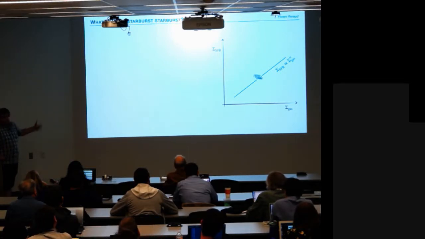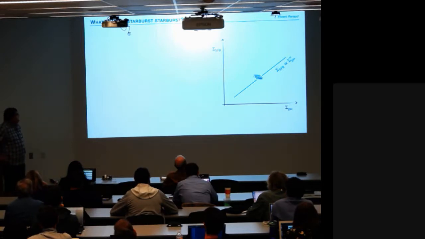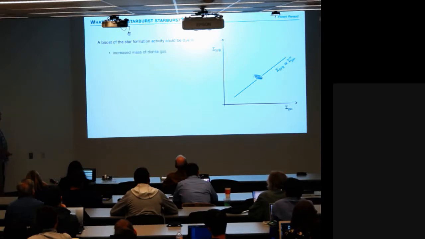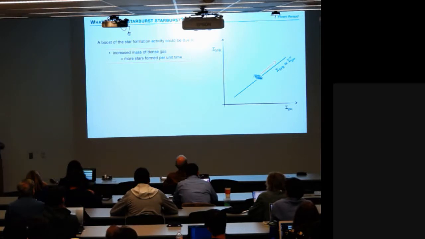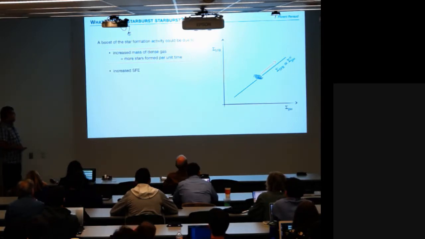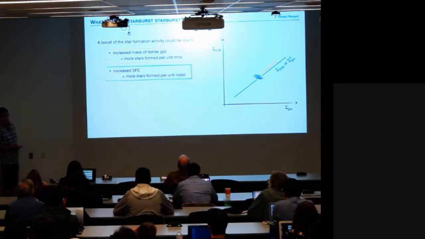Now, for some reason, this galaxy will go into a starburst episode. So what can it do? A boost of star formation activity could be due to several factors. One of them is increased mass of dense gas. If this happens, then more stars are formed per unit time, and you move along this power law regime. You can also have an increased star formation efficiency, the small-scale one, the ratio of masses. If this happens, that means that more stars are formed per unit mass, and then you go up like that.